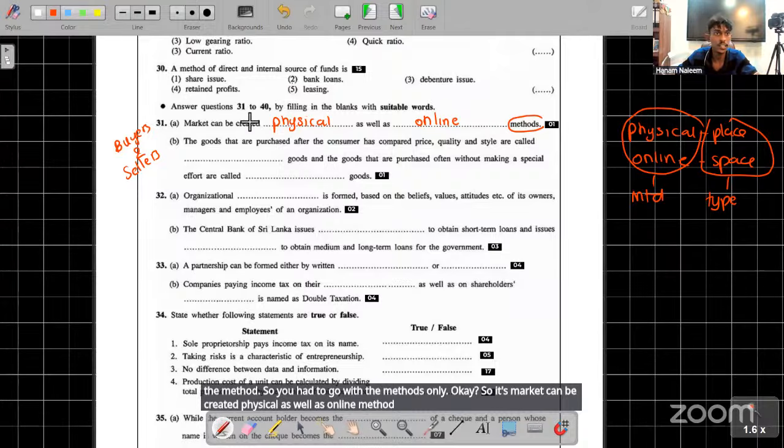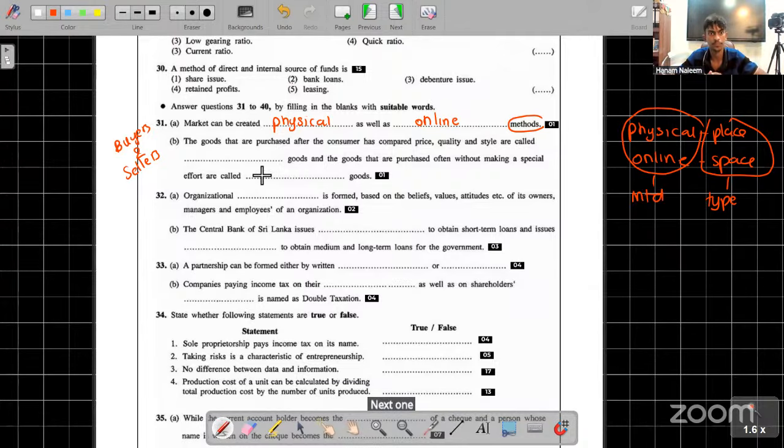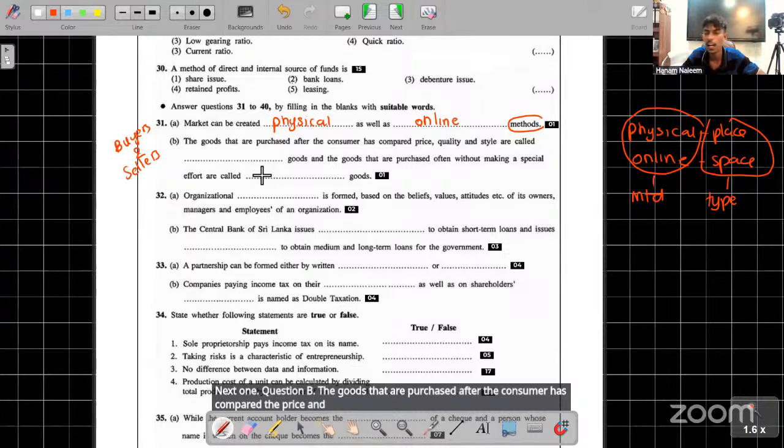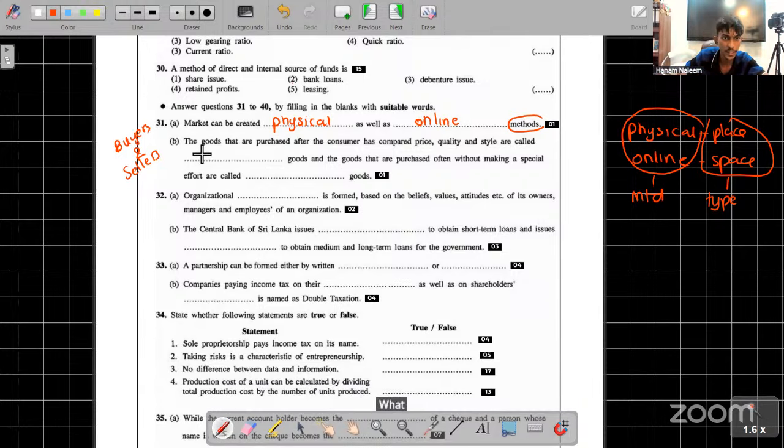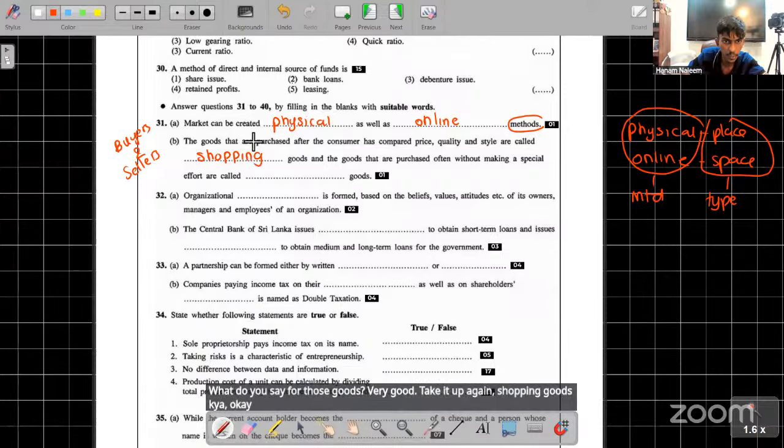Okay. Next one. Question B. The goods that are purchased after the consumer has compared the price, the quality and the style are called, maybe this month some people, especially Muslim fellows, would be doing this, where you compare the price, the quality, the designs, your friends' ideas, and only then you buy. What do we say for those goods? Very good. Shopping goods. And the goods that are purchased often without making a special effort.